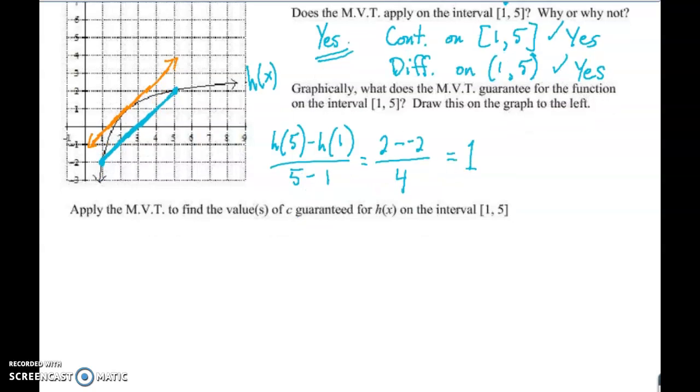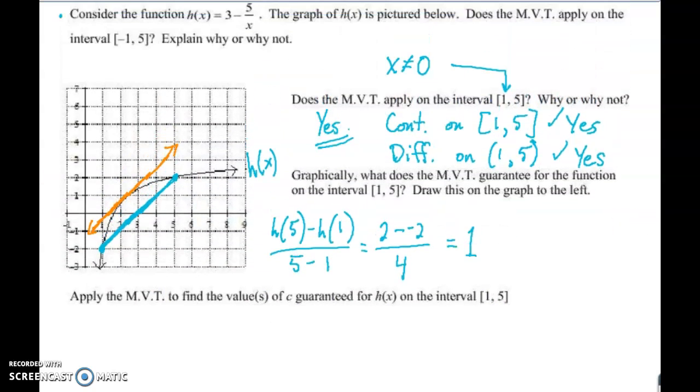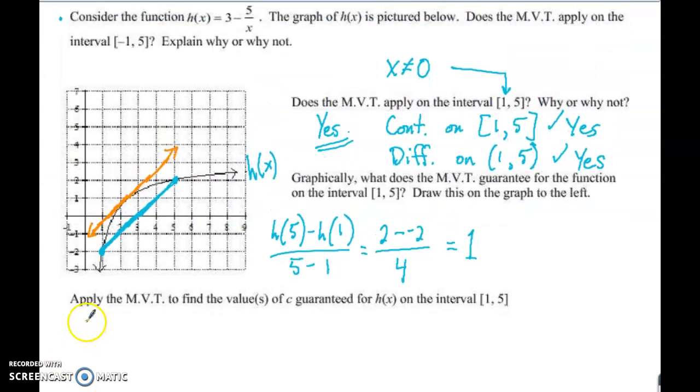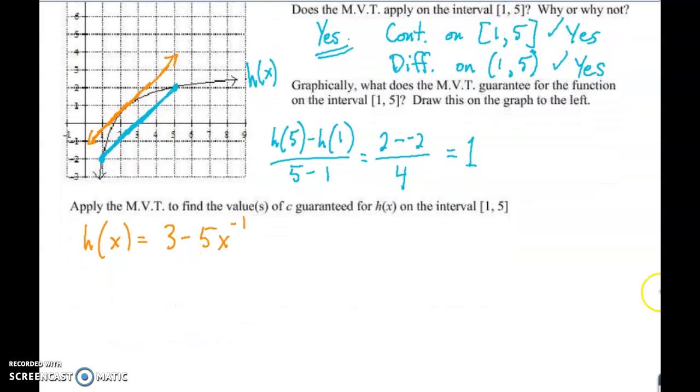And that's what we're going to do here at the bottom, is we're actually going to apply the mean value theorem. So if I were you, I would rewrite that problem, h of x, from up here is 3 minus 5x to the negative 1 power. So then when I find the derivative, bring that negative 1 in front, it becomes 5x to the negative 2nd power. Remember, the derivative of 3 is 0, and negative times a negative is positive. I would actually rewrite this as 5 over x squared.